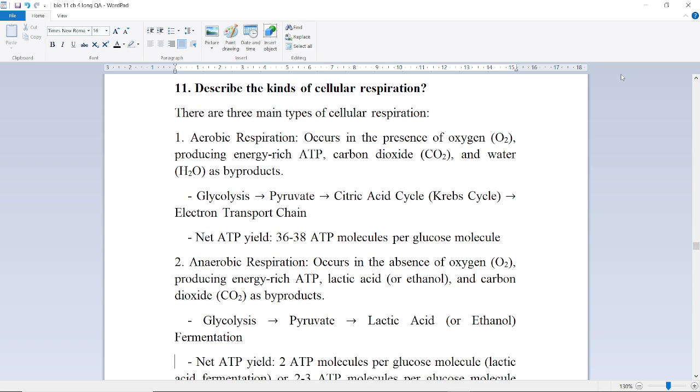Next question is, describe kinds of cellular respiration. There are three main types of cellular respiration. First one is aerobic respiration, which occurs in the presence of oxygen, producing energy-rich ATP, carbon dioxide and water as byproducts.